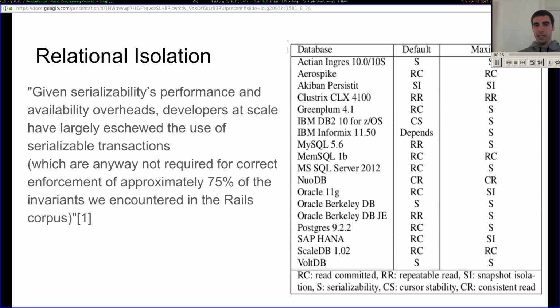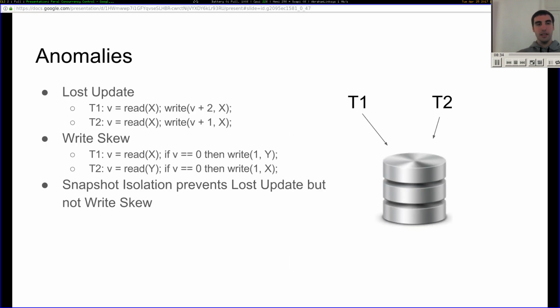Taking a look at a specific row, there's MySQL, which defaults to repeatable read, which is one of those weaker isolation levels, and it defaults to it because it gives good performance. But if you really need serializable isolation, MySQL has that available, but you have to opt in.